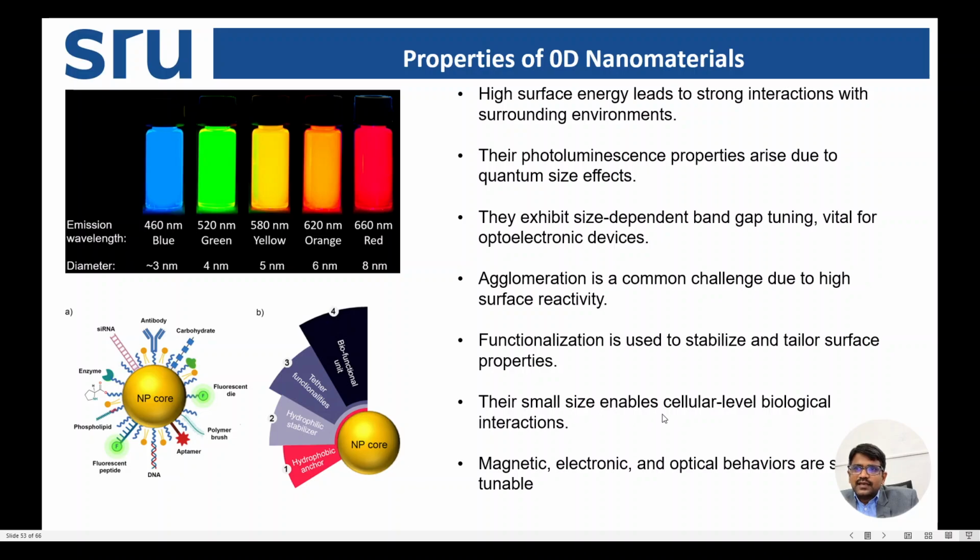Their small size enables cellular level biological interactions. Because of functionalization, we can find many bio-related applications. Also these zero-dimensional nanomaterials, nanoparticles and quantum dots, can find applications in magnetic areas, electronics, and optical behaviors. These are all size tunable properties. If you change the size, you can change the magnetic properties. If you change the band gap, you can change the optical properties. If you change the surface area, you can change the electrical properties. So all are interlinked and all can be tunable.